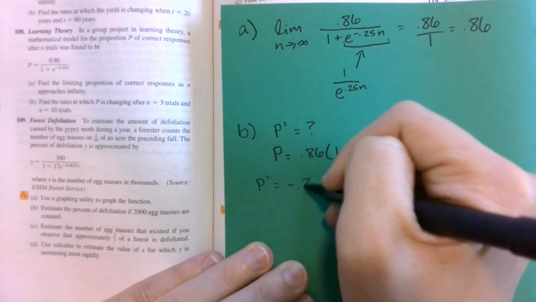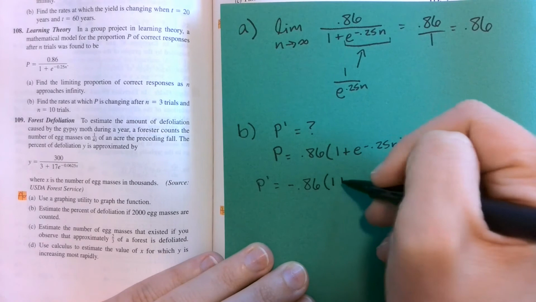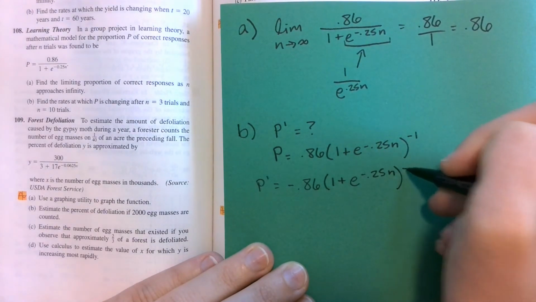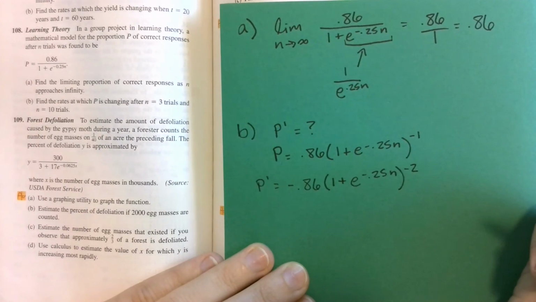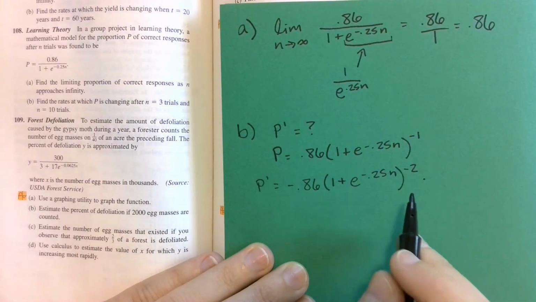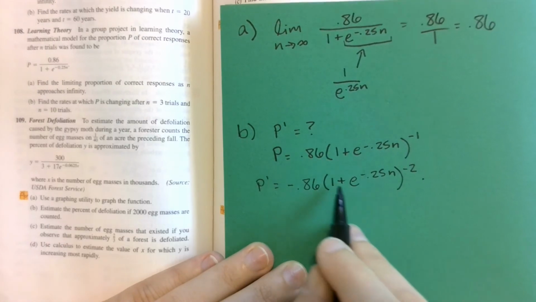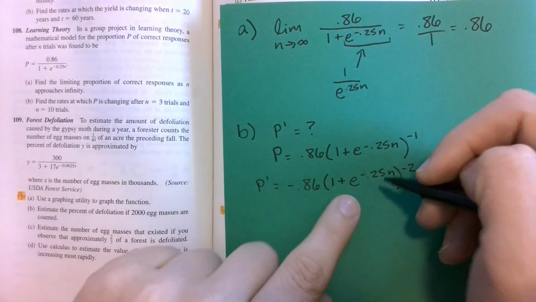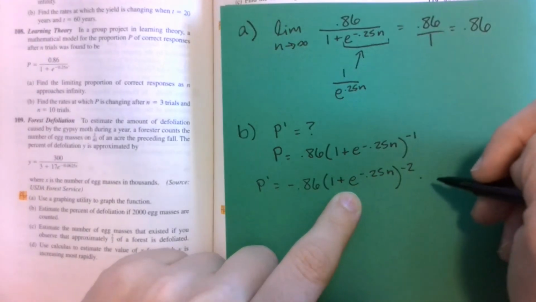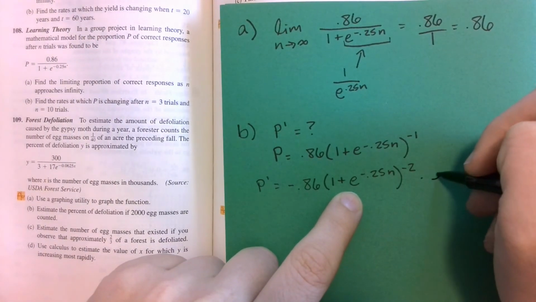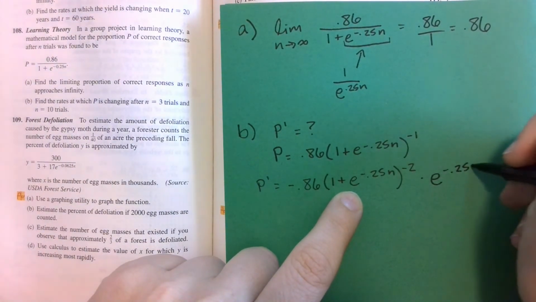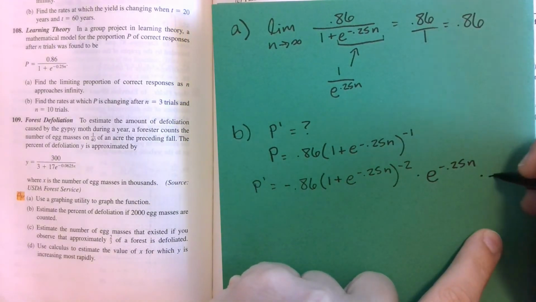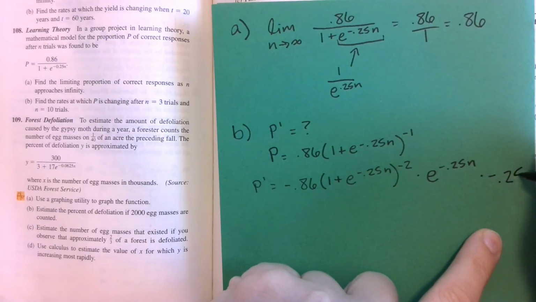So I've got a negative 0.86. I'm going to have this 1 plus e to the negative 0.25n, now raised to the negative second, so that was my power rule. But now using the chain rule, I did the power and now the derivative of the inside. So my derivative of e to the negative 0.25n is e to the negative 0.25n times the derivative of the exponent, so times negative 0.25.